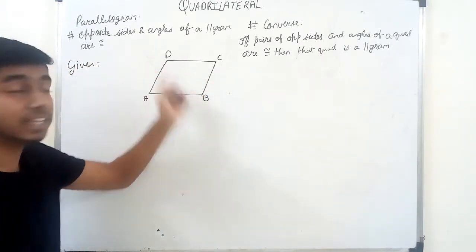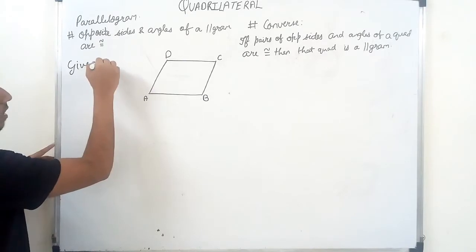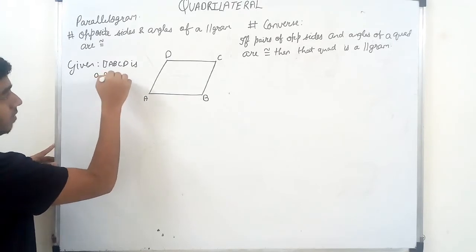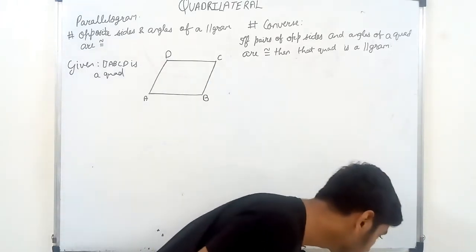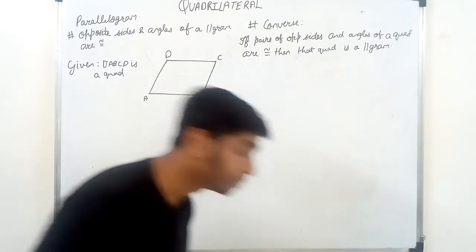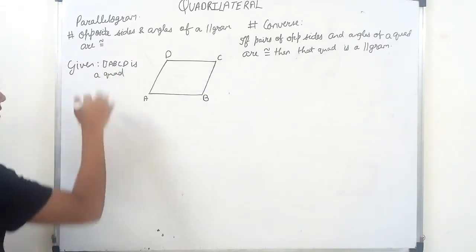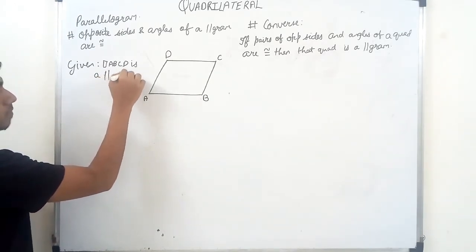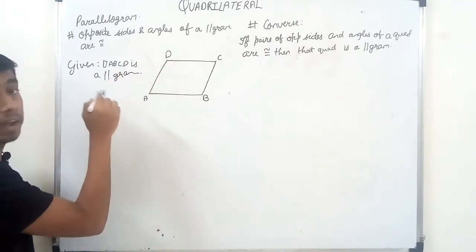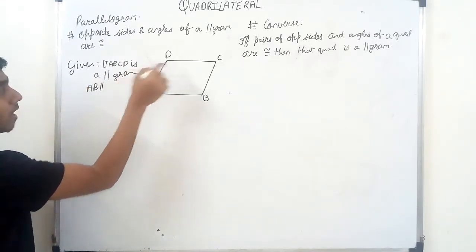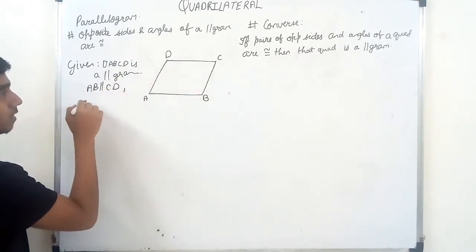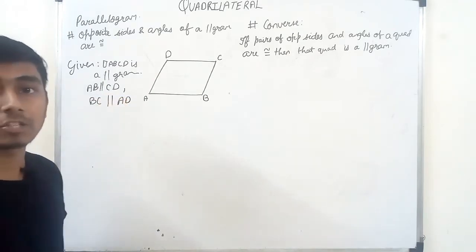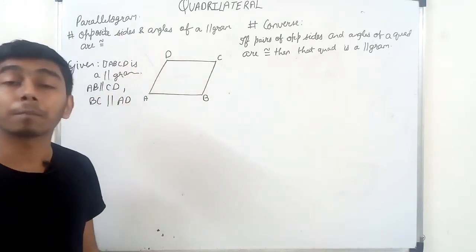What is given here? ABCD is a parallelogram. And if it is a parallelogram, we can say AB is parallel to CD and BC is parallel to AD. So all the opposite sides are parallel.